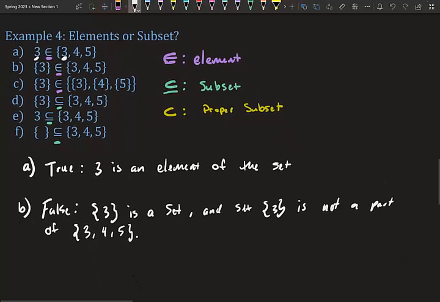So this is false because we have set 3. So what this is asking for B is, is set 3 an element of set 3, 4, 5? You see how it's already sounding different? Because that's not in it. That's set 3. It only has one element in the set. And then to the right, we have set 3, 4, 5. So that's 3 elements in that set.